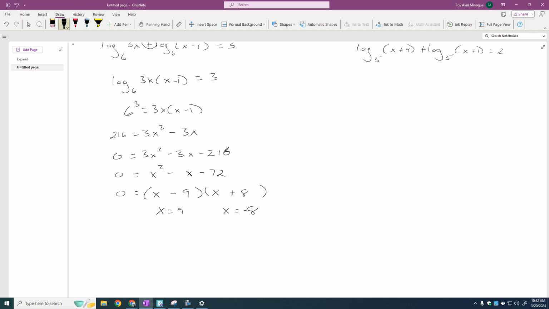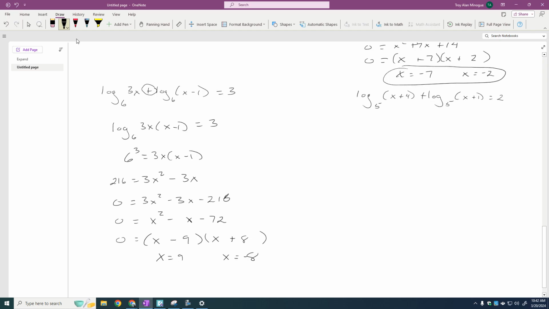Okay, I got to check my work. Take this 9 and plug it back in. Does a 9 make either one of these factors or terms inside the log negative? 9 times 7 is a positive number. We're good to go. 9 minus 1 is a positive number. We're good to go. Plug in negative 8. 3 times negative 8 is a negative 24. Not good to go. That goes away. If it makes either one of these negative, it doesn't work. Not both. It has to make either one.